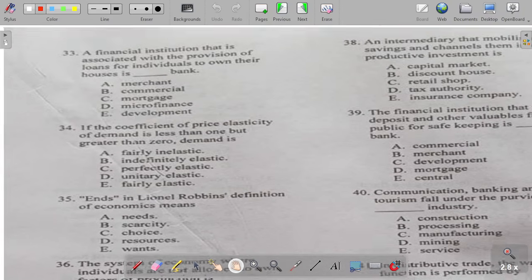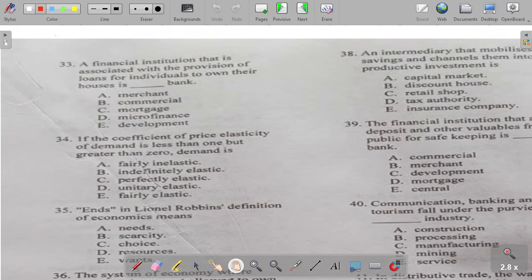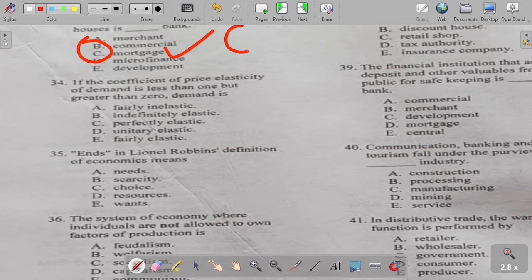33. Let's see what we have there. A financial institution that is associated with the provision of loans for individuals to own their own houses. Yes, it's a mortgage bank. Everybody should know that. When you borrow money from the bank and repay it by collecting the money from your salary, that is a mortgage.